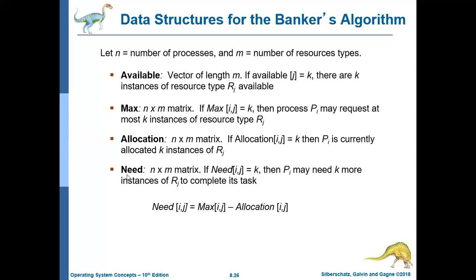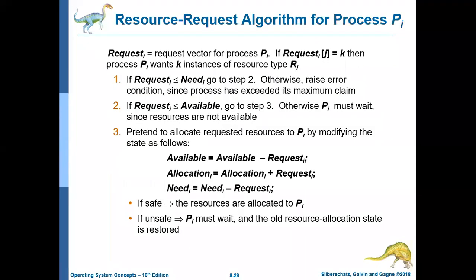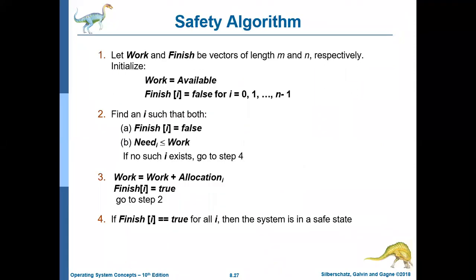Okay, now we are moving towards the algorithm part. This is the data structure. Now there are two different algorithms. First one is safety algorithm and second one is resource request algorithm. So whenever we are saying that you have to write the Banker's algorithm, you need to write both of these. Both of these will be working together.